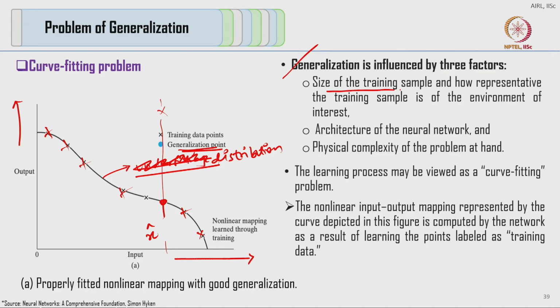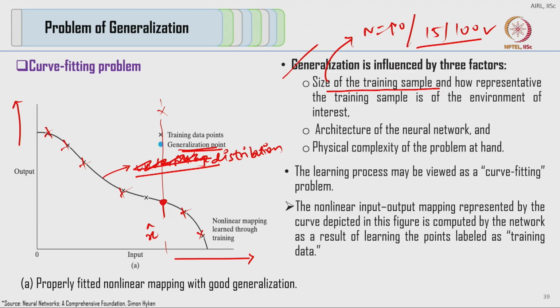Thus, the influence of the size of the training sample is something we saw in the curve fitting example, where we had n equals 10, but for n equals 15 or 100, the model with more polynomial terms, for m equals 9, the learning was actually much better. So the size of the training sample matters, and the representativeness of the training sample also matters.